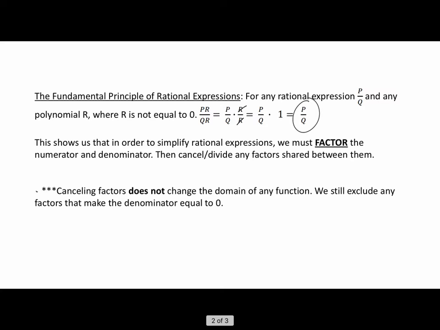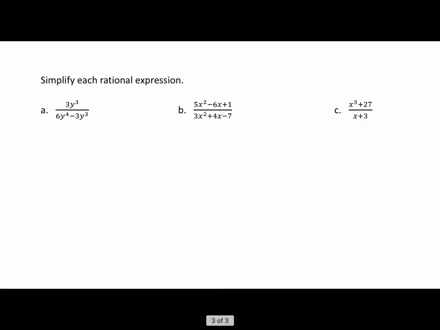Something important to remember as well is that canceling factors is not going to change the domain of any function. So you definitely would find the domain of a function before simplifying that function, because we're still going to exclude any factors that make the denominator equal to 0 before the simplification. So let's simplify some rational expressions here.